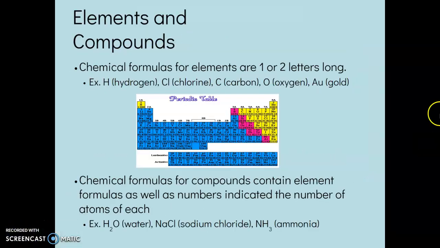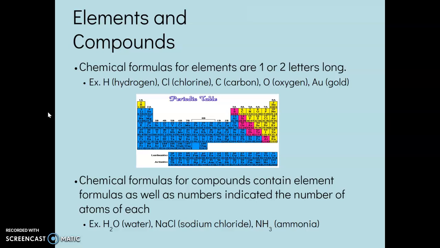So we've already talked a little bit about the difference between elements and compounds when we talked about classifying matter, but just to make sure we're all on the same page, chemical formulas for elements are 1 or 2 letters long. So hydrogen would be H, chlorine Cl, carbon C, oxygen O, gold is Au, etc. And all of these elements are found on the periodic table, which is this picture right here. And we're going to get very familiar with our periodic table over the course of this semester.